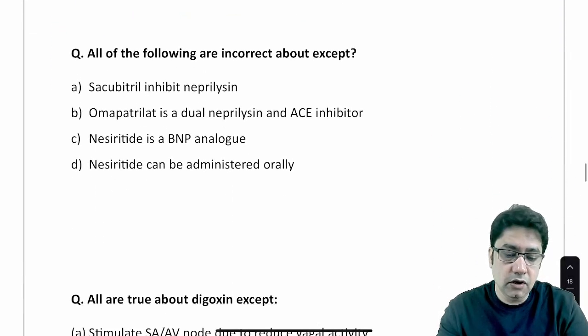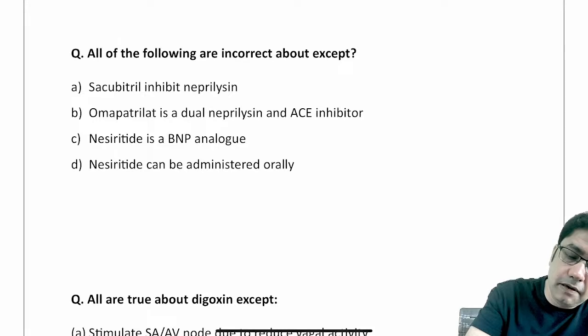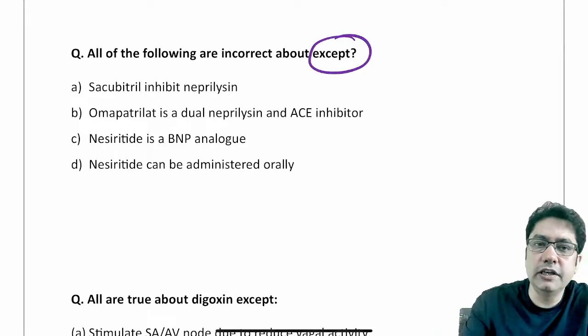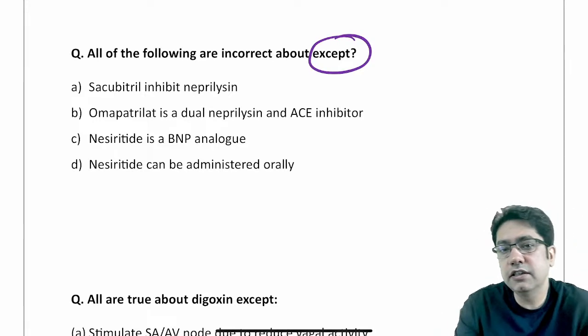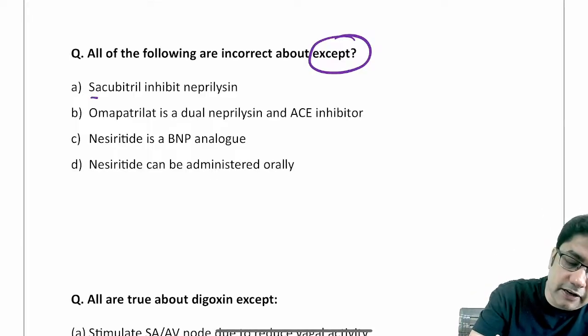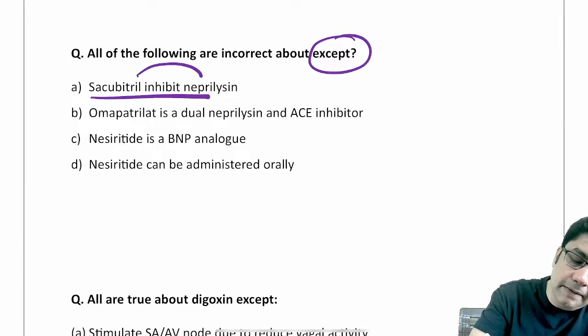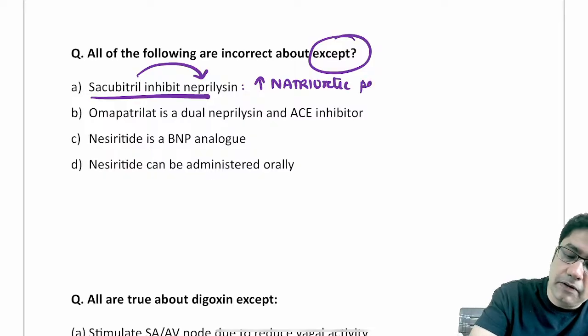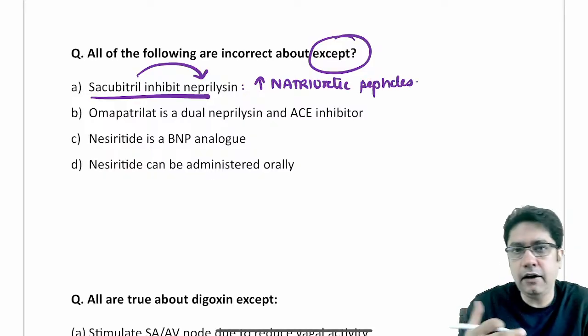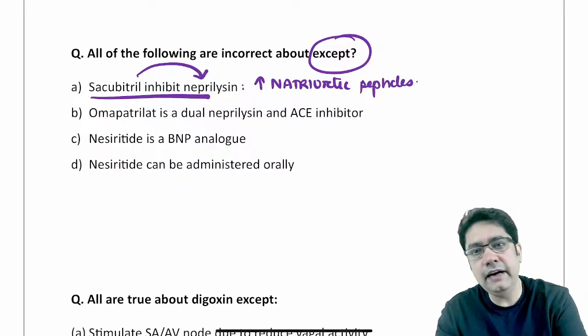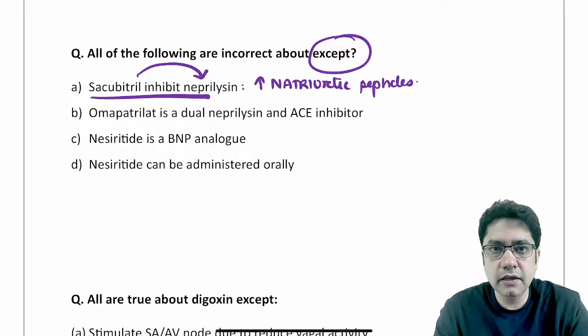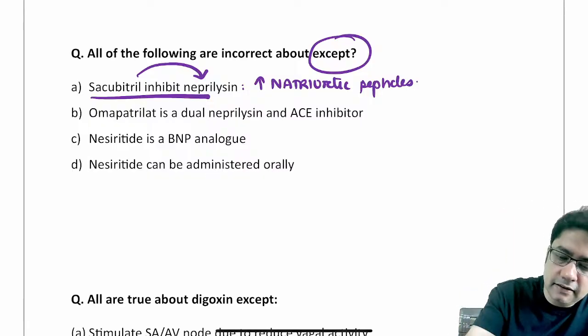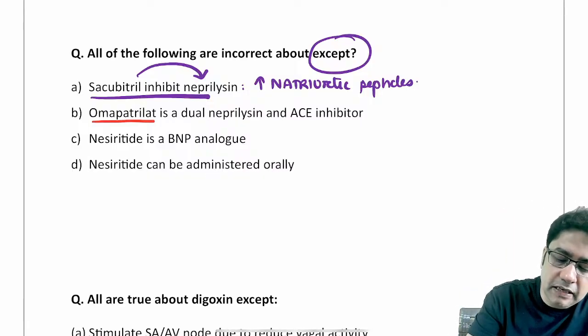Okay? All of the following are incorrect about CHF drugs except. So you have to find the true statement. There is a new drug for CHF, that is sacubitril. Yes, sacubitril is a drug which inhibits the neprilysin enzyme. By inhibiting neprilysin, it increases the levels of natriuretic peptides inside the body. And natriuretic peptides reduce preload and are protective for the heart. Omapatrilat is another drug, right now not approved but has been asked, a dual neprilysin plus ACE inhibitor.